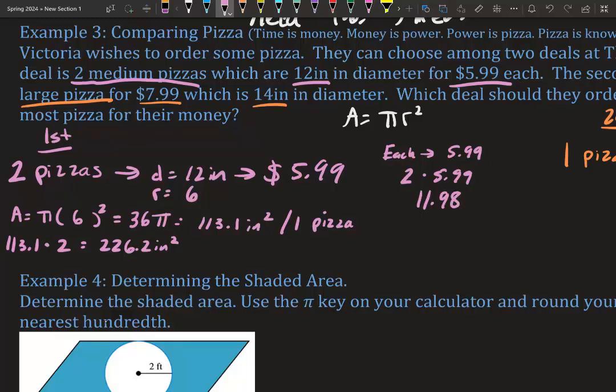So we want to find the cost per bite. If we're eating 226.2 square inches of pizza and it cost me $11.98, how much am I paying per bite? So it's always cost over your area, or what you're trying to find, or your volume. So our cost is $11.98. It's going to be over our area, which is 226.2. Please use your calculator. And we get 0.05296. So that means it costs us about 5 cents per bite to eat this pizza. That's important information there.